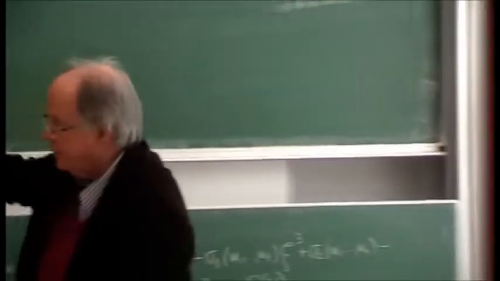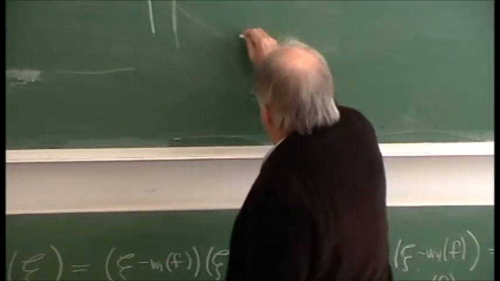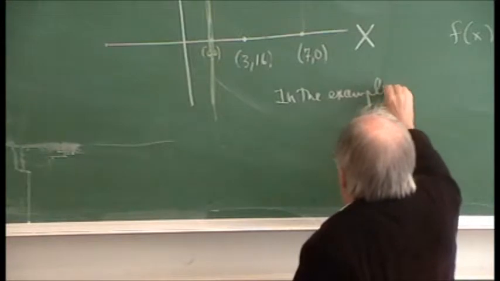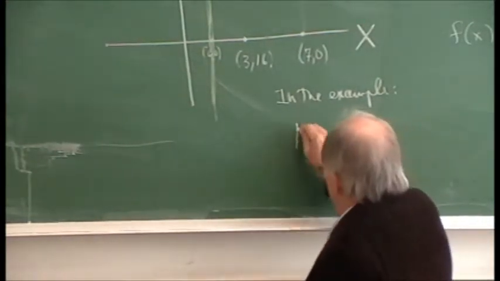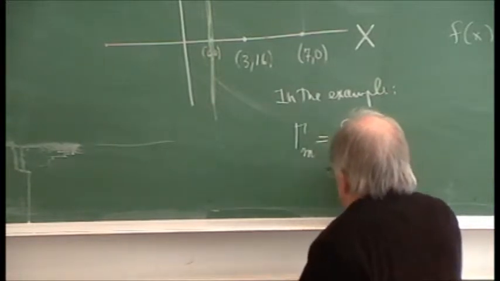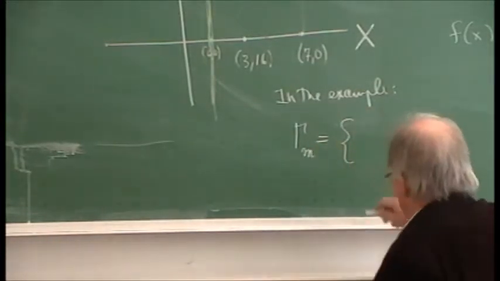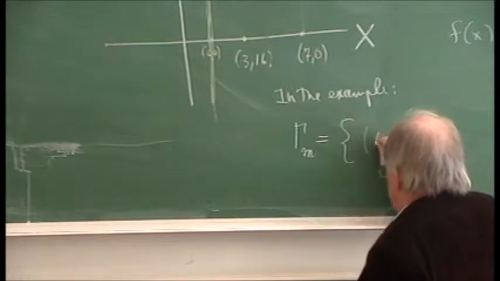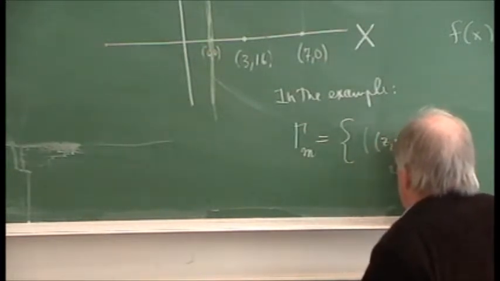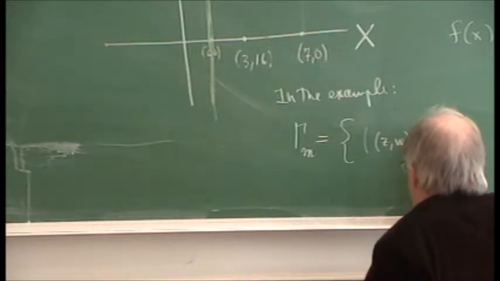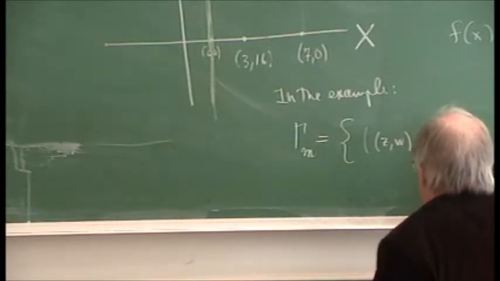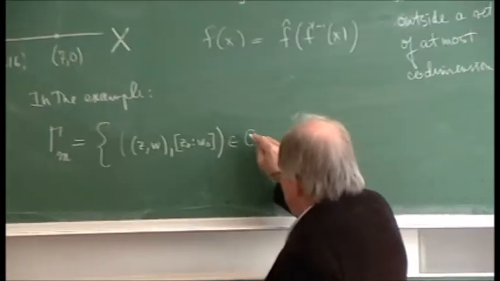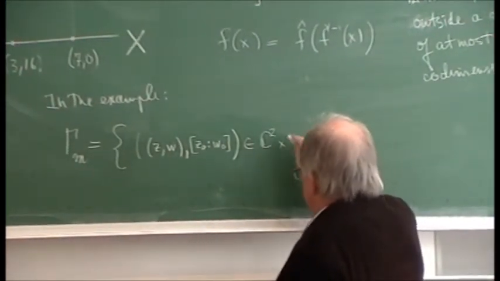So here, in the example, the graph of M, okay, is the set of, say, Z, W, Z0, W0. So you see, in C2 times P1, see?